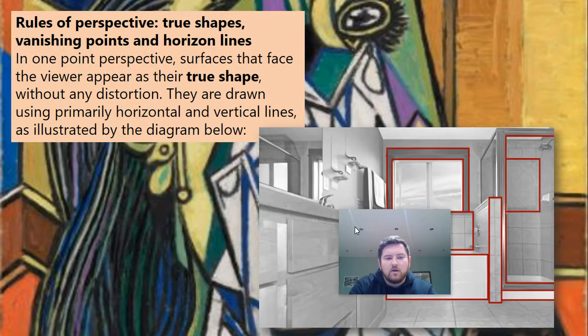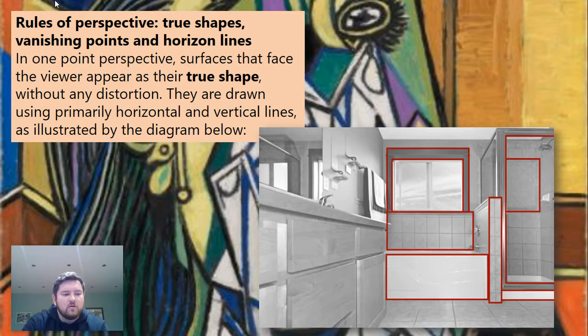So here, if we have a look at this picture, we've got some rules of perspective. So true shapes, vanishing points, and horizon lines. In one-point perspective, surfaces that face the viewer appear as their true shape, without any distortion. So can you see these tiles are true shape? The edge of the bath is its actual shape, the shower, and so on. They're all an accurate shape. Okay? They are drawn using horizontal and vertical lines. So vertical, up and down, you can see that, and horizontal across, side to side.